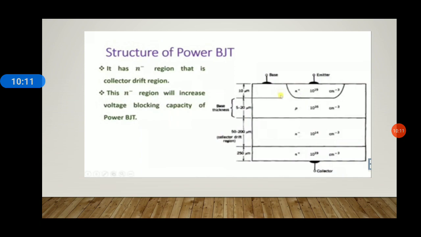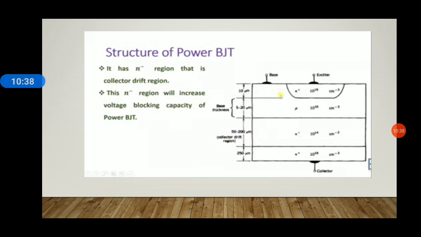thick. Now comes the collector drift region, which in case of our diode was the drift layer. This is similar to that region, which is the lightly doped N region having a doping concentration of 10 to the power 14 per centimeter cube and is 50 to 200 micrometer wide.